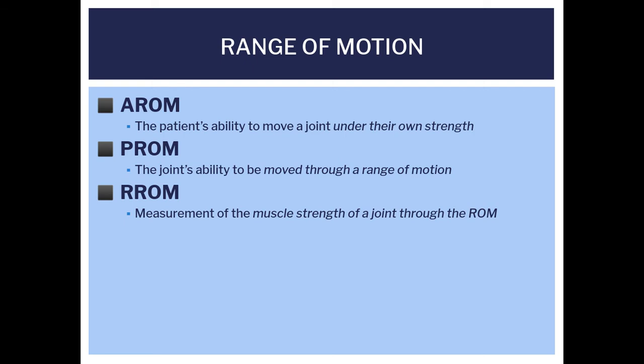So your active range of motion, just make sure you have this written down. Passive range of motion, again, is when you are performing the range of motion, and then your resisted range of motion is when you are actually using resistance as they're performing their active range of motion.